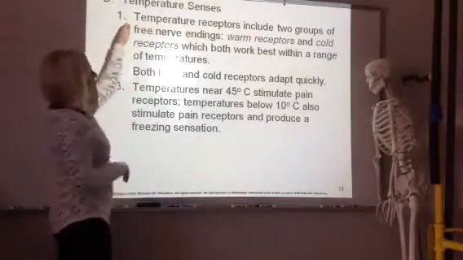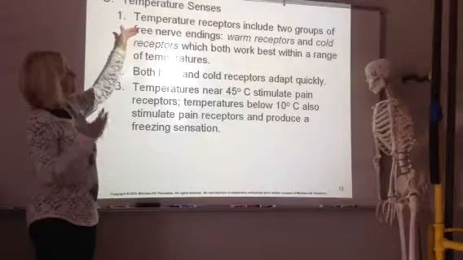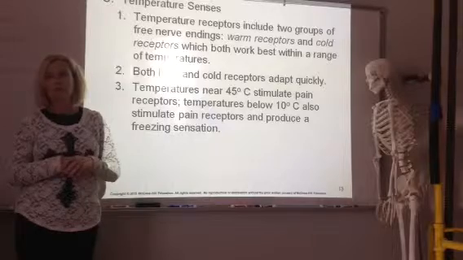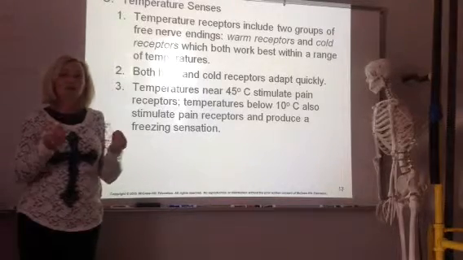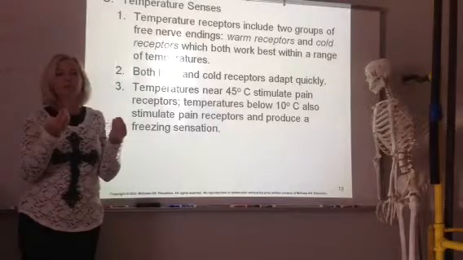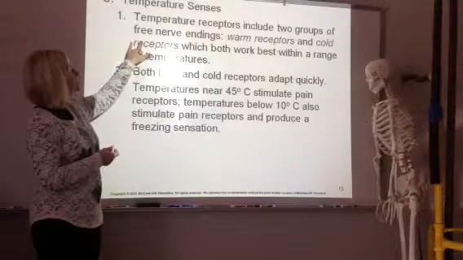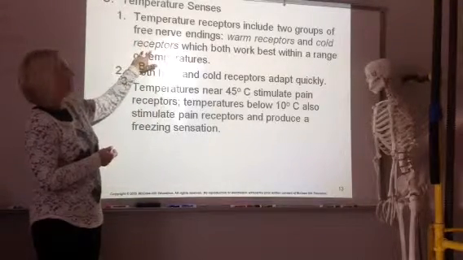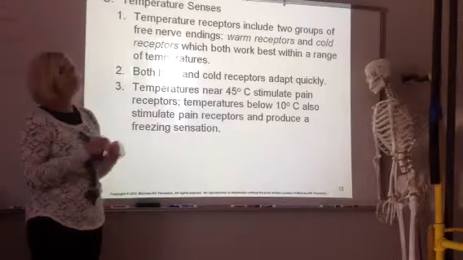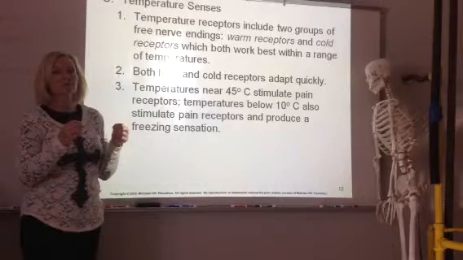Temperature receptors include two groups. There are warm receptors and cold receptors. So actually your nerve endings don't pick up and interpret whether it's warm or cold. There are warm receptors and there are cold receptors. And they both work best within a range of certain temperatures.